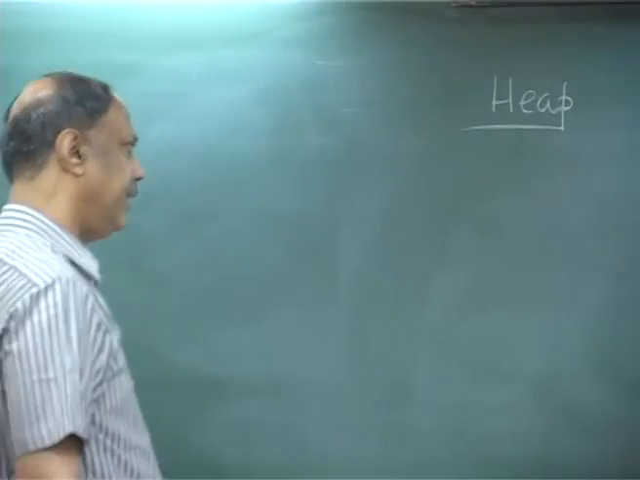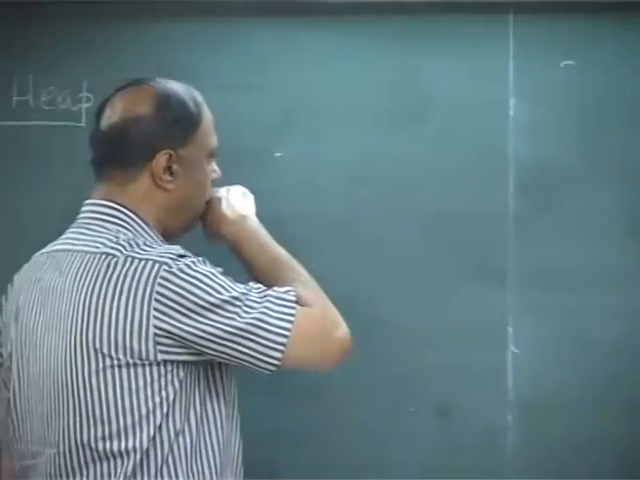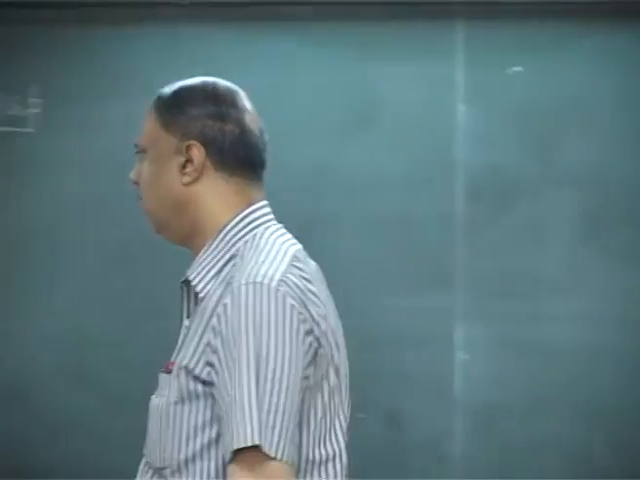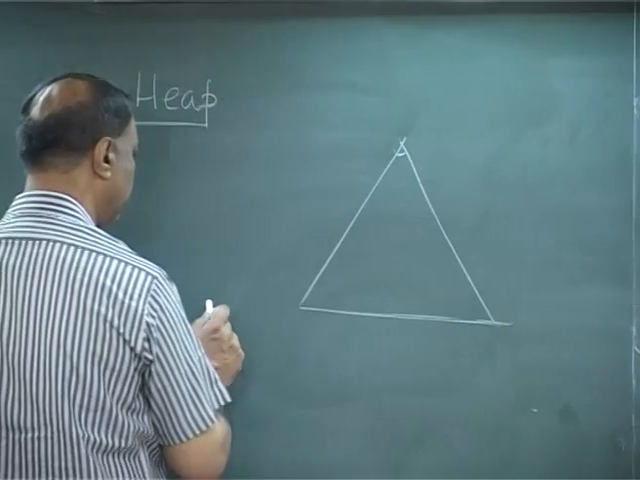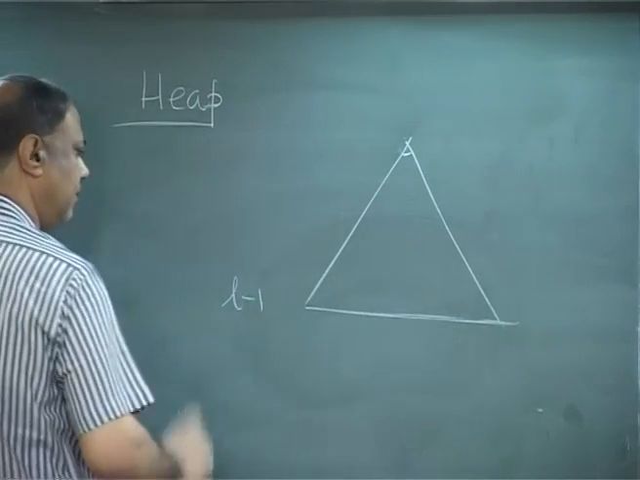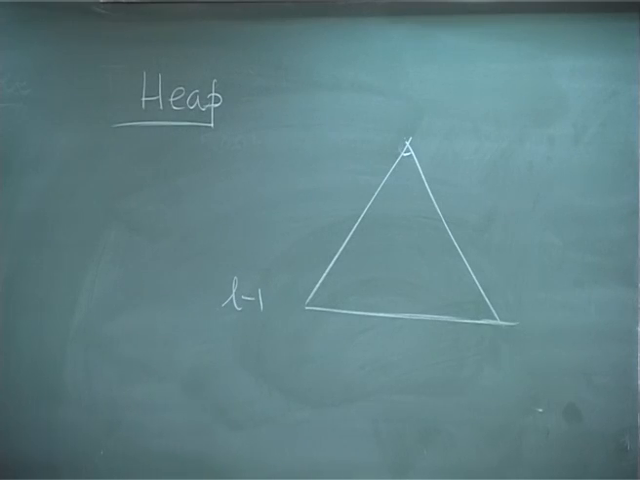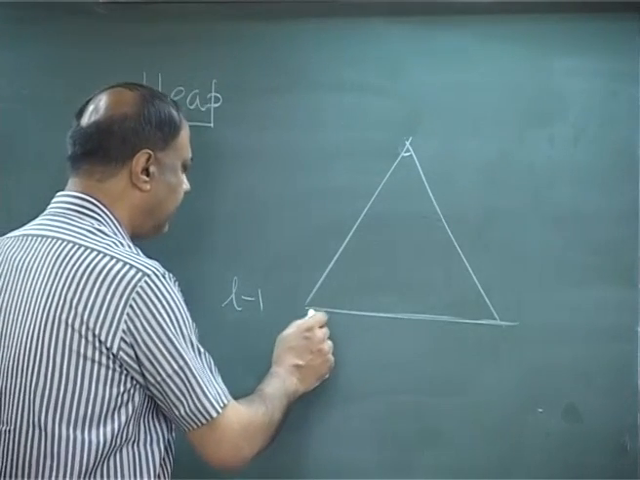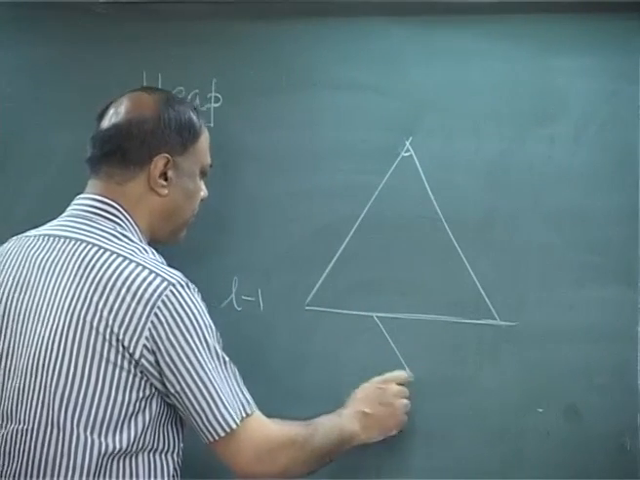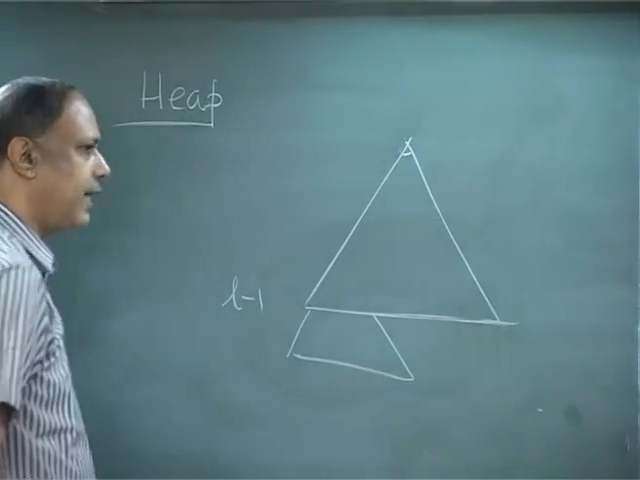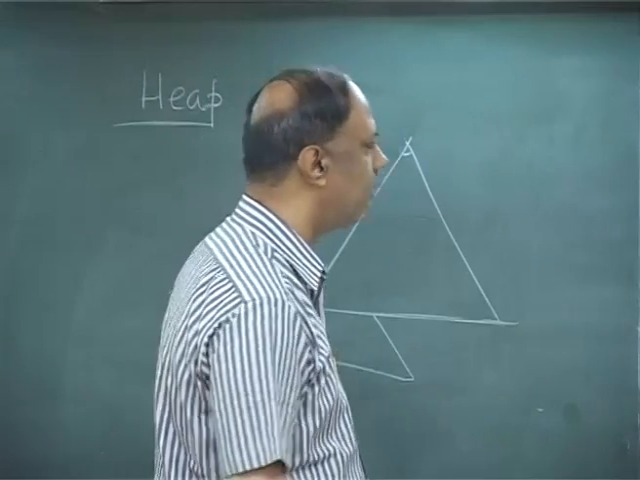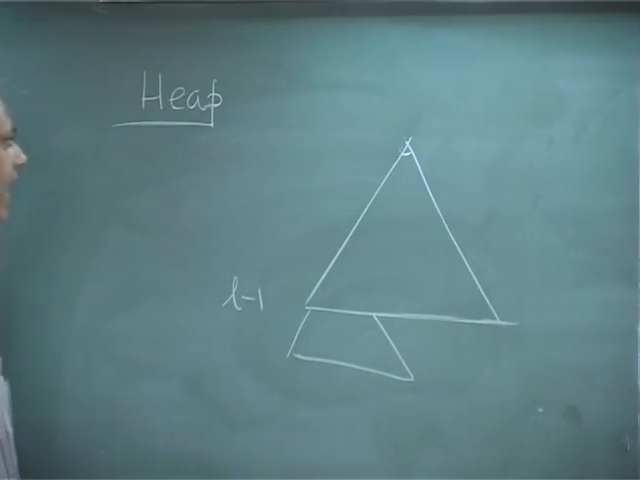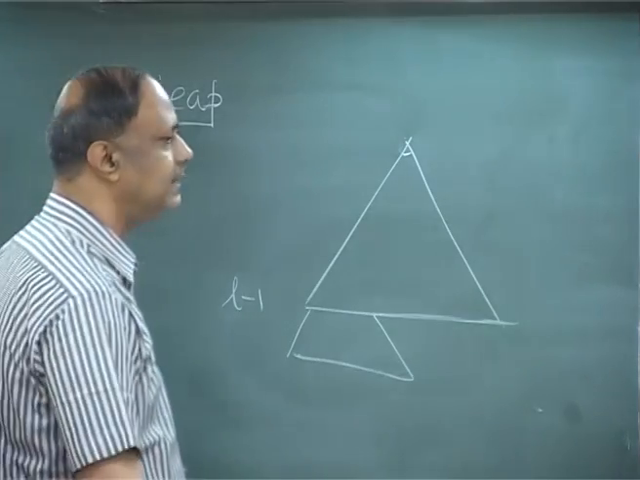Heap is a complete binary tree. Now what is a complete binary tree? Complete binary tree means that it is full up to the last but one level, and in the last level, it is full from left to right. Okay, so heap is a complete binary tree of level L, and it satisfies certain properties.